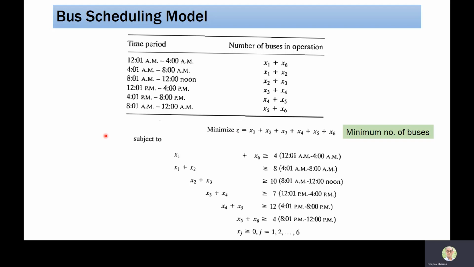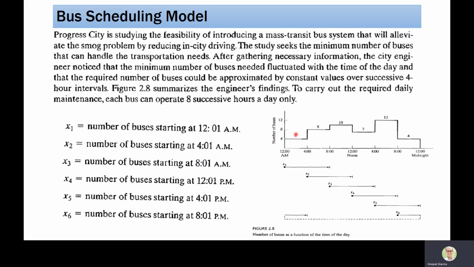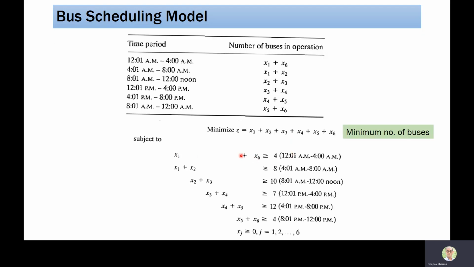Then let us write the constraints. So X1 plus X6, between 12 to 4 a.m., we need at least 4 buses to meet the requirement. So that's why we are writing X1 plus X6 greater than or equal to 4. Similarly, for the other intervals, the number of buses needed is given, and the number of buses should be either equal to 8 or more than 8. So these are the constraints for the given problem, and all the variables should be greater than or equal to 0. This is called the non-negativity condition.